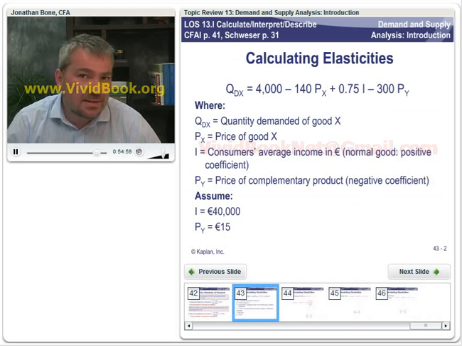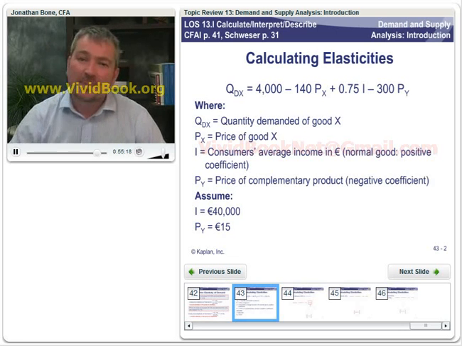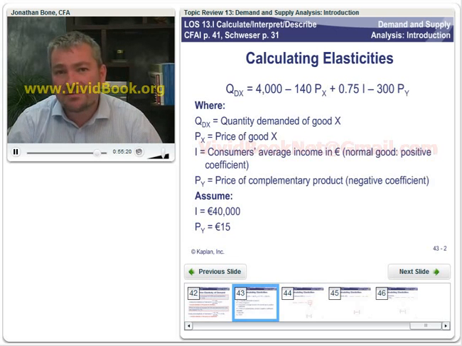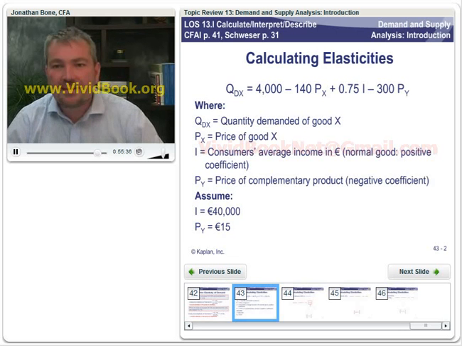The quantity demanded is equal to 4,000, our intercept term, minus the first slope coefficient of 140 times price, plus the second coefficient of 0.75 times income, and minus the third coefficient, 300, times PY, PY being the price of complementary products. So in other words, we're saying quantity demanded is a function of price, income, and price of complements. Now we're going to assume that we know income levels, so our income level is 40,000 euros, and the price of complementary products, remember, negative cross-price elasticity, is 15.